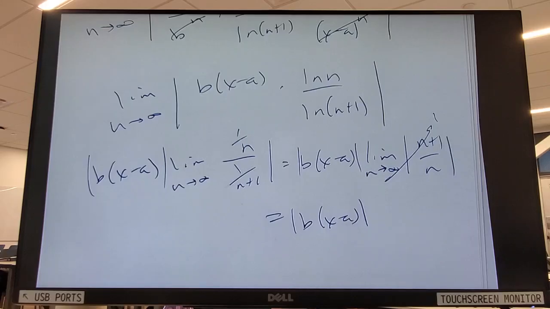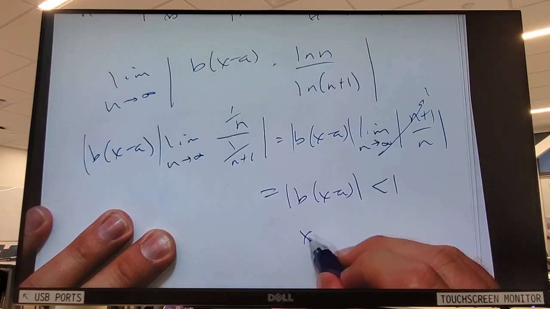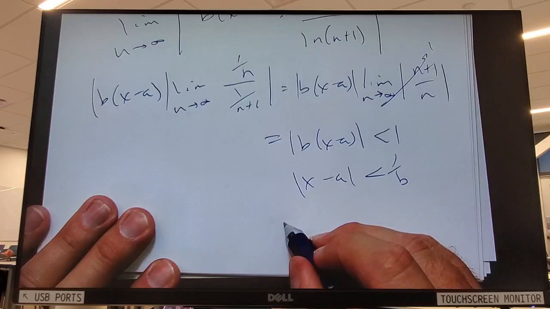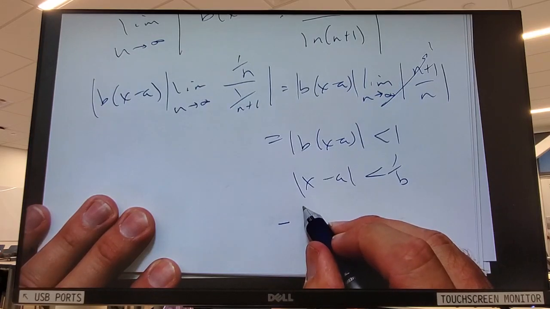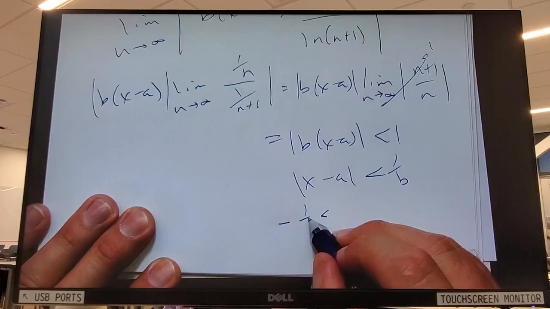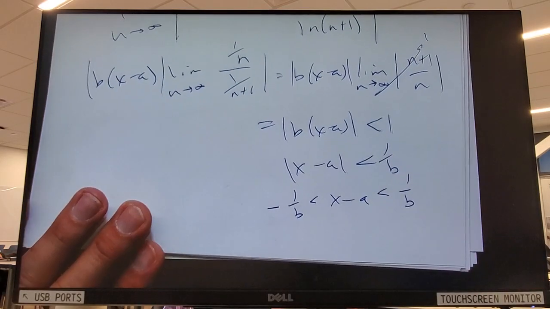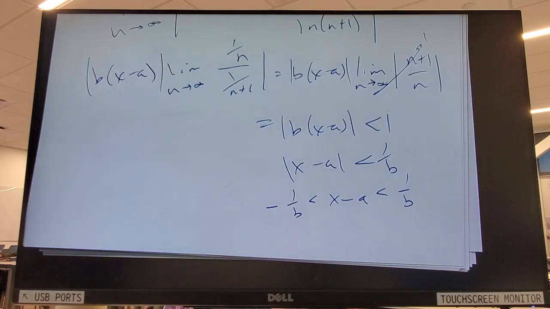Ratio test, and what must be true at the end? That whatever I get has to be less than 1. So you divide by b. Since that's in the absolute value, it has to be less than b: negative 1 over b is less than x is less than 1 over b. Then you can add the a. So you get a minus 1 over b is less than x is less than a plus 1 over b. Yes. So what I'll need for you to do is to check the endpoints.